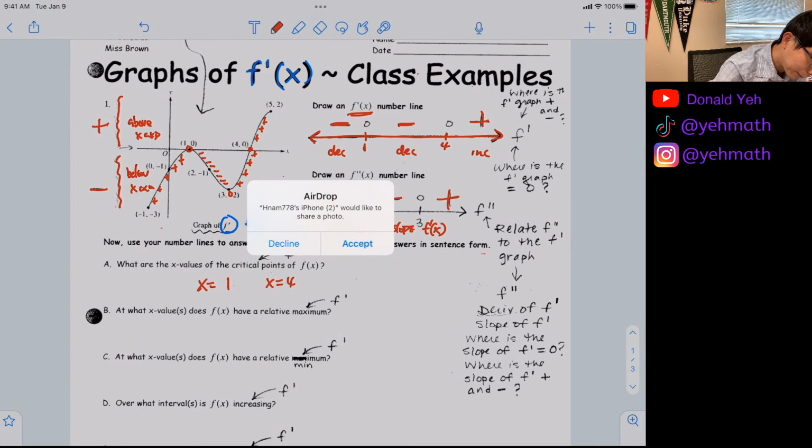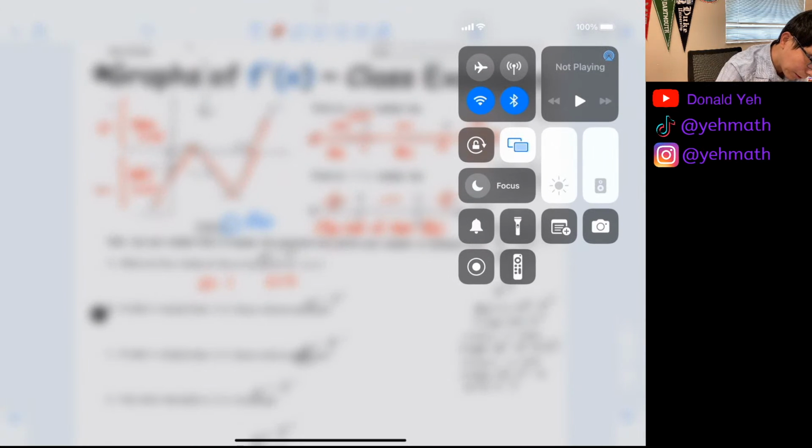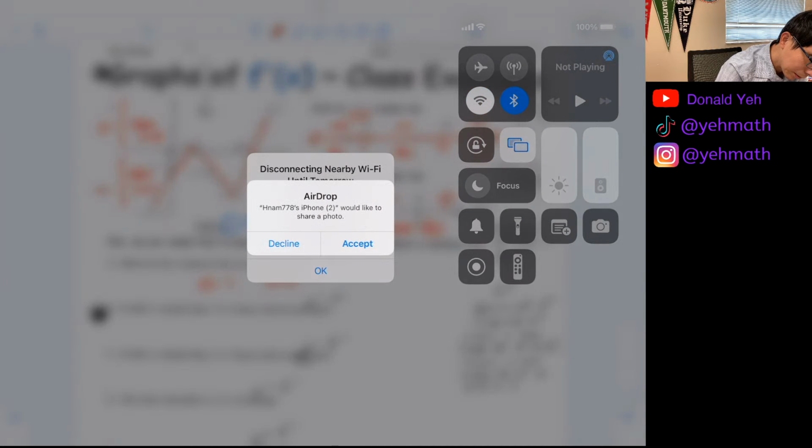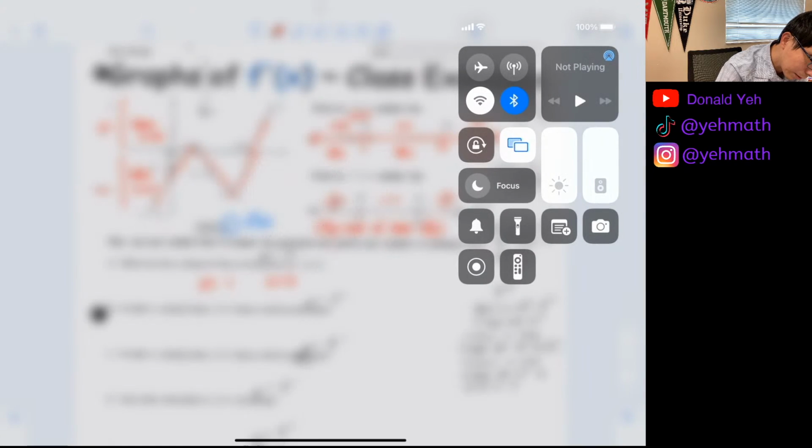How do I turn my AirDrop off? Slide down to your menu and then press and hold on the top left one. This one? Oh, that's Wi-Fi. Hold down the gray part of the box, not the circle. Press and hold the box. Just hold it, you don't press. And then Contact only. Okay. That helps.